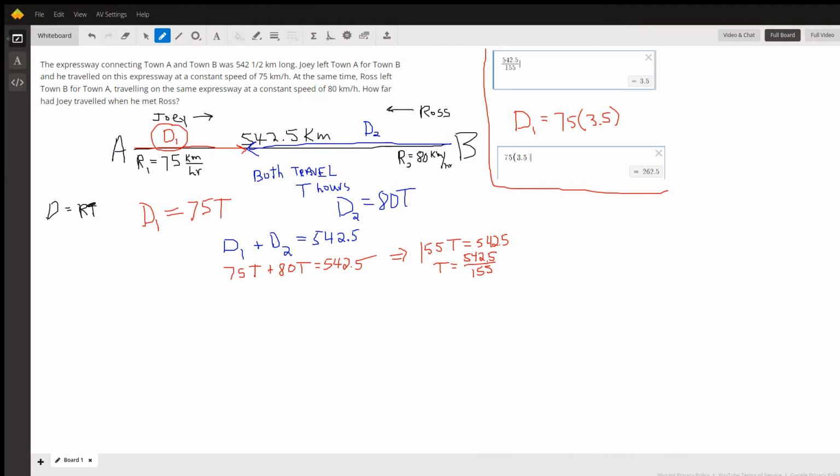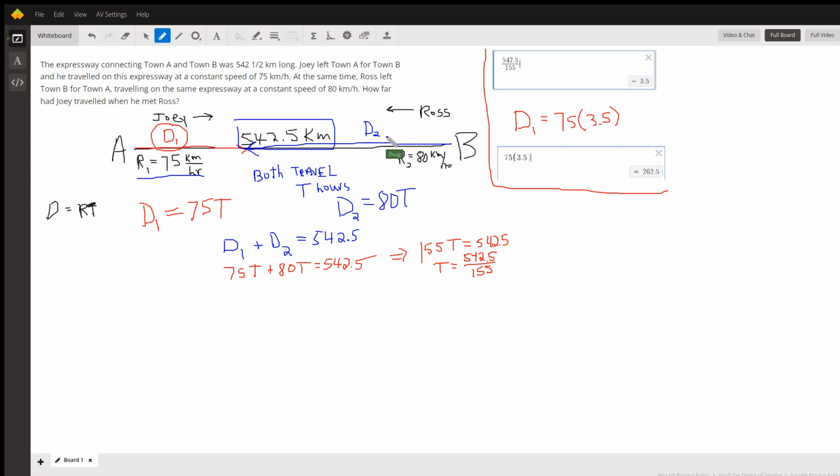Okay, in a problem like this, it's always good to read the problem through a couple times, then probably start drawing a sketch. So here's town A, here's town B over here, and they're 542 and a half kilometers apart. Joey starts at town A headed toward town B at this rate, 75 kilometers per hour, and Ross starts at B at the same time headed this way at 80 kilometers per hour.